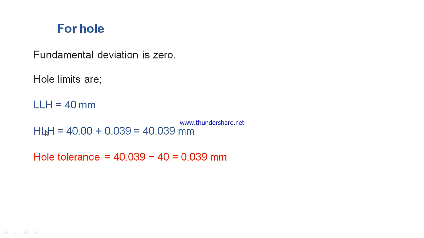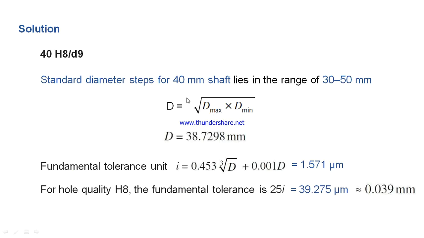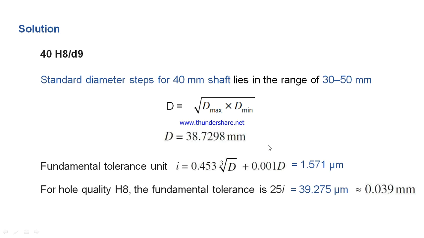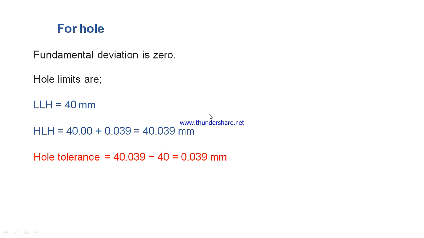So what is the higher limit of the hole? Higher limit of the hole is nothing but lower limit plus tolerance, and the tolerance we already calculated over here. This is 0.039 mm. So the higher limit of the hole is equal to the lower limit plus the hole tolerance, and the hole tolerance is 0.039 mm, which is already calculated over here.